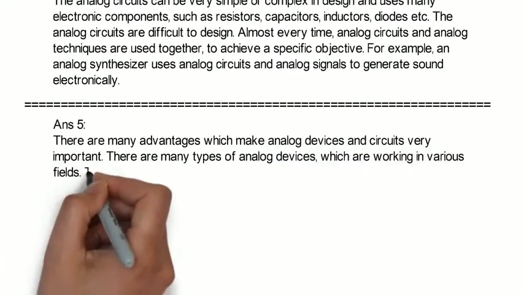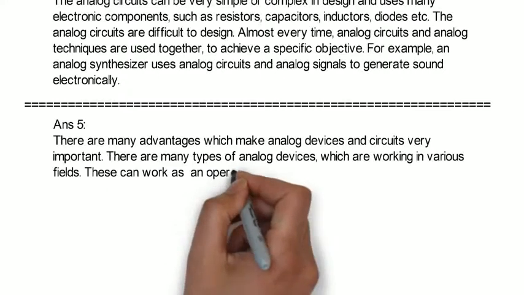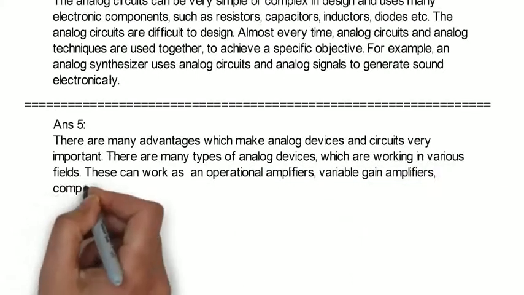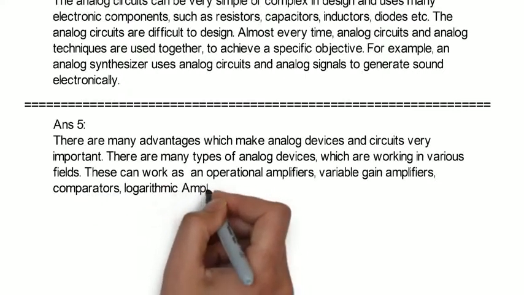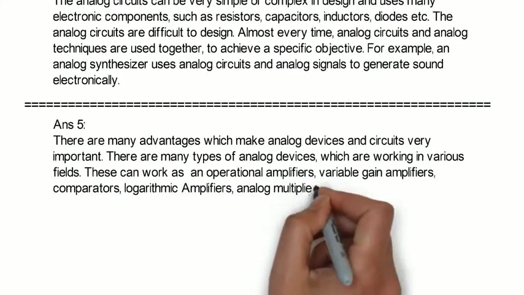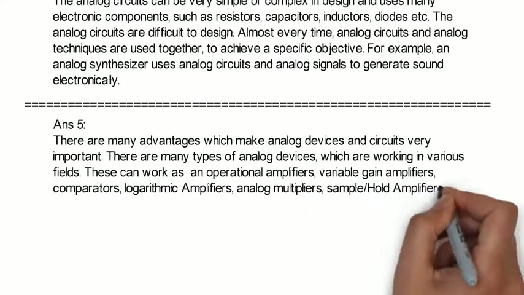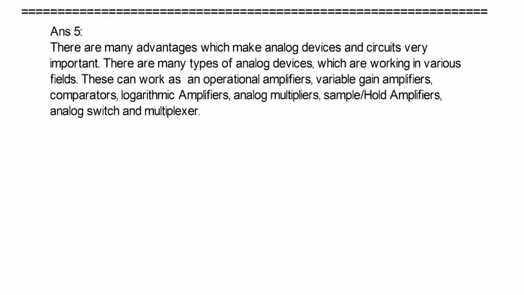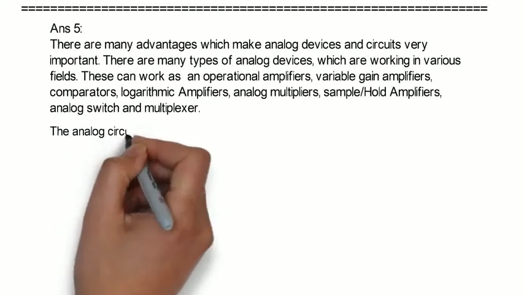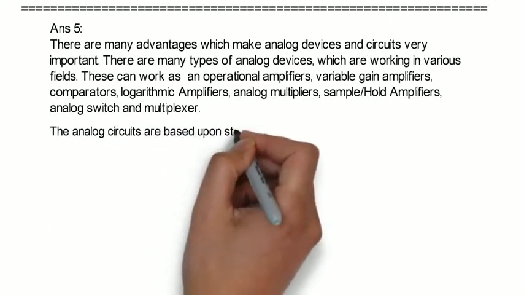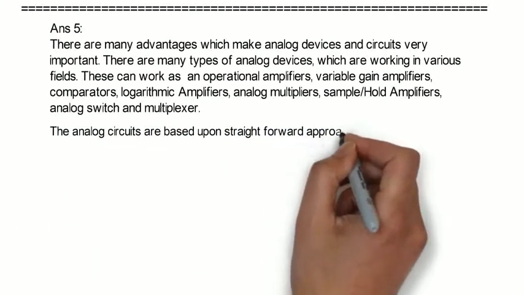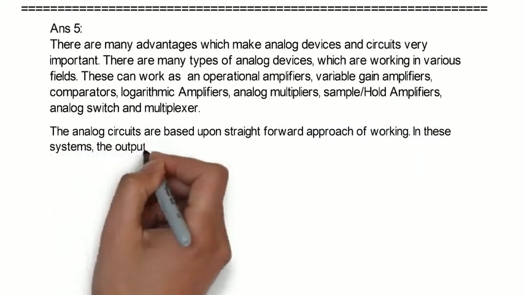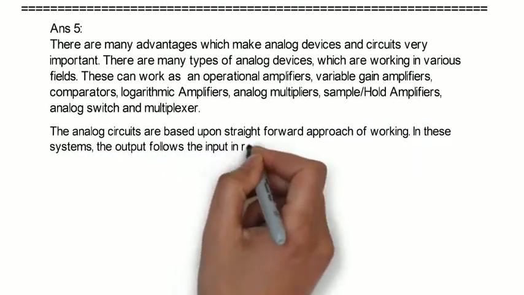These can work as operational amplifiers, variable gain amplifiers, comparators, logarithmic amplifiers, analog multipliers, sample and hold amplifiers, analog switch and multiplexer. The analog circuits are based upon a straightforward approach of working. In these systems, the output follows the input in real time.